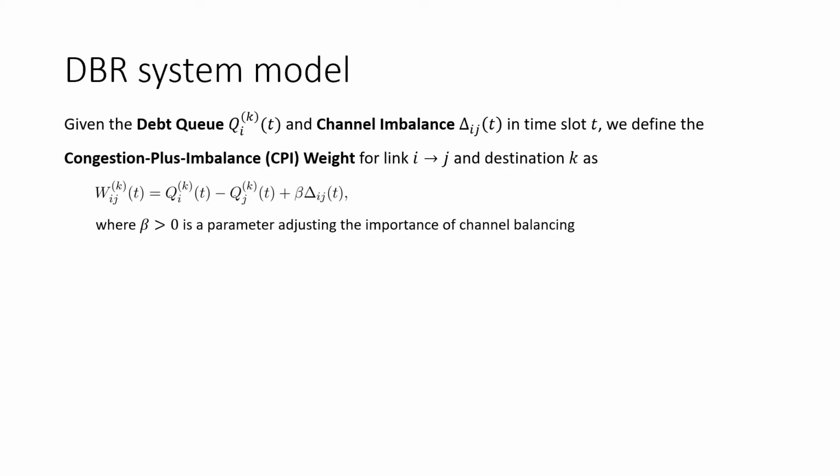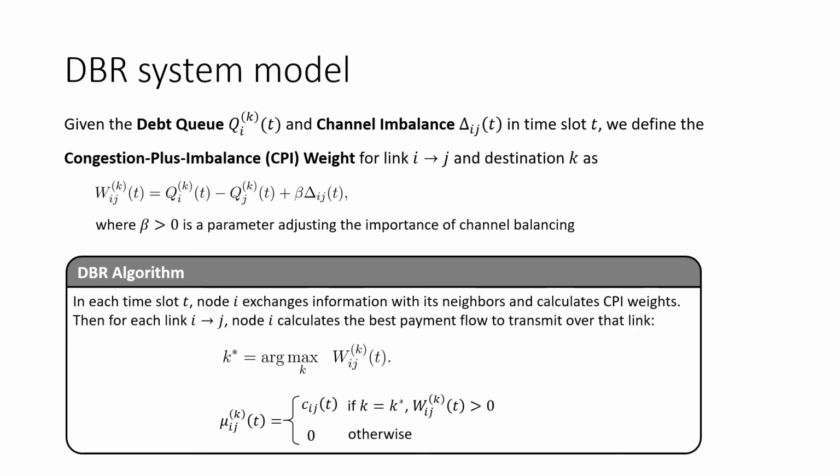So we can define the congestion plus imbalance weight for link i to j to destination k as follows, W_ij^k(t). Here we have a beta parameter that you can adjust for the importance of channel balancing.